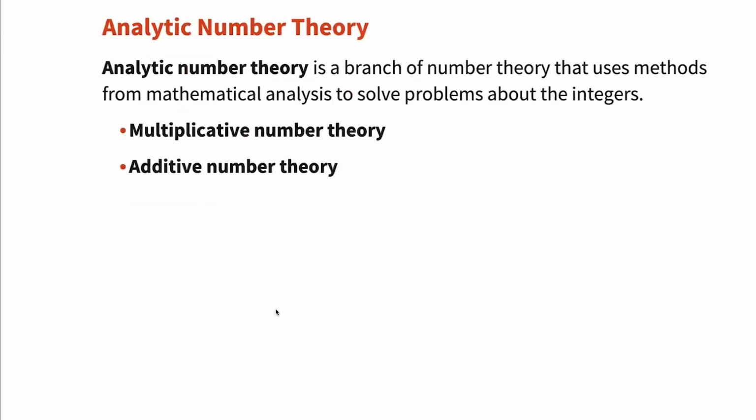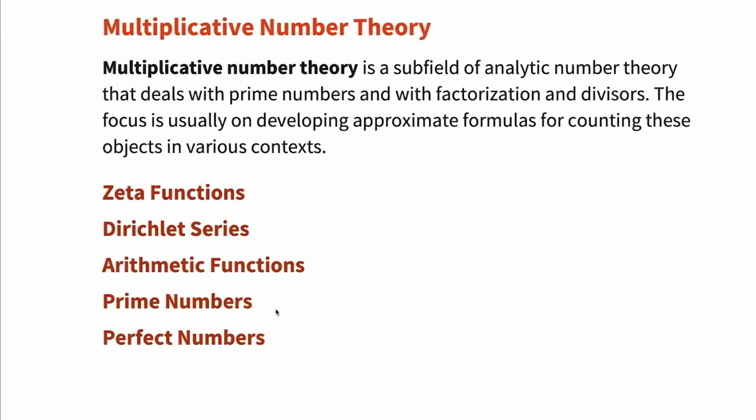Okay, so analytic number theory, what is it? Analytic number theory is a branch of number theory that uses methods from mathematical analysis to solve problems about the integers. It has two subgroups, multiplicative number theory and additive number theory. Multiplicative number theory is a subfield of analytic number theory that deals with prime numbers, factorization and divisors. The focus is usually on developing approximate formulas for counting these objects in various contexts.